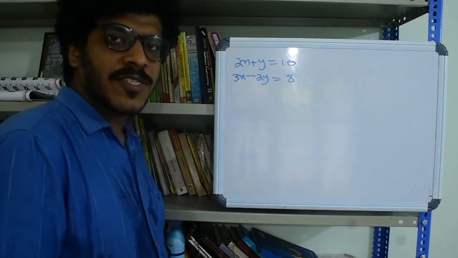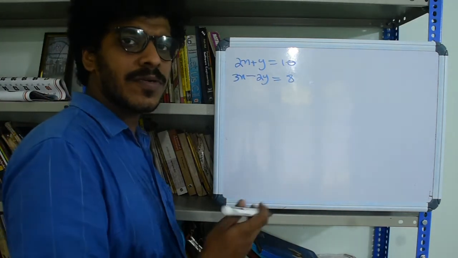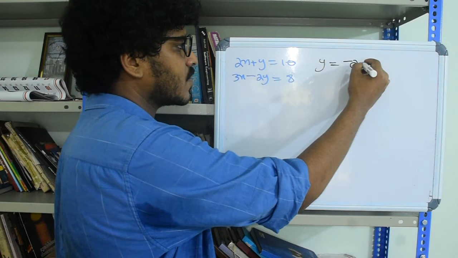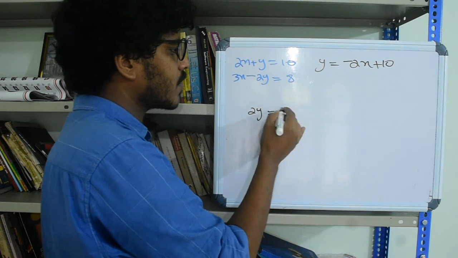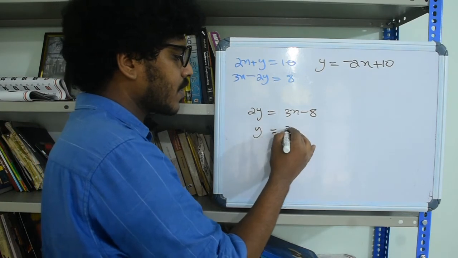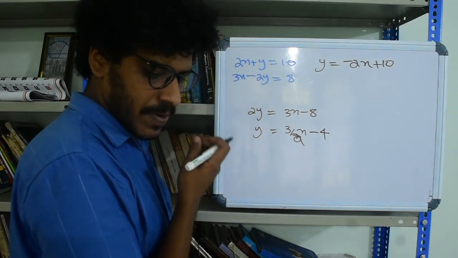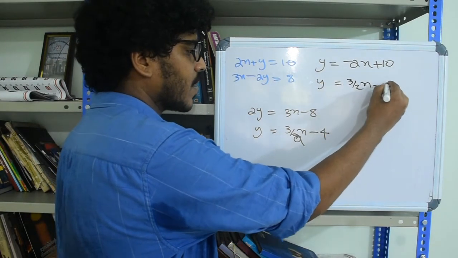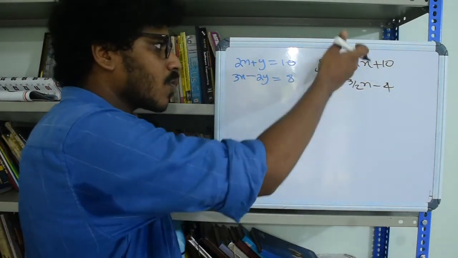So let's follow the algebraic method first. What was the first step of the algebraic method? To convert both these equations to slope-intercept form. So, y equals minus 2x plus 10, and from here we will get 2y equal to 3x minus 8 and y equal to 3 by 2 x minus 4. Right, 3 by 2 x minus 4. Let's write it here, 3 by 2 x minus 4.